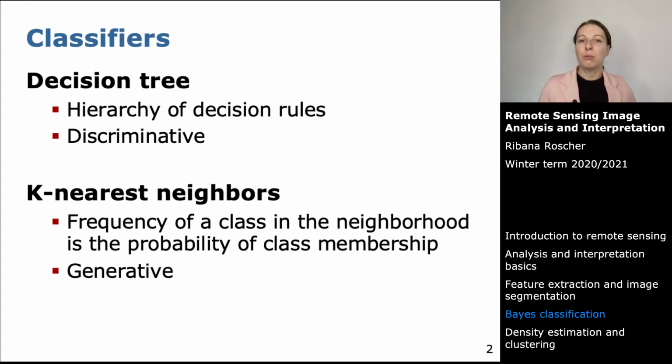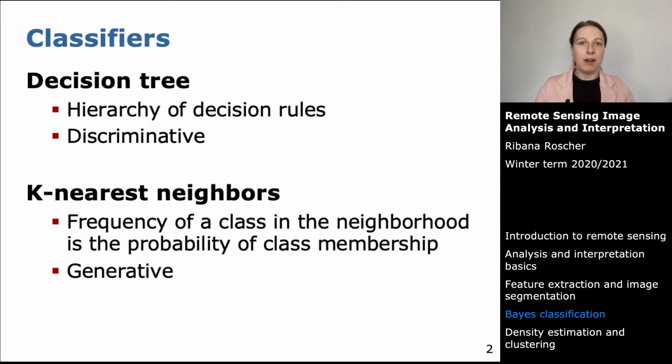So far we were talking about two different classifiers. One was decision tree and the other one was k-nearest neighbor. And decision tree is nothing else than a hierarchy of decision rules, and it's a discriminative classifier because the overall goal is to discriminate between different classes. K-nearest neighbor is a generative classifier, and here it is assumed that the given training data reflects the distribution of all the classes. And depending on the frequency of a class in the neighborhood of a test sample, you can derive the probability of the class membership of this test sample.